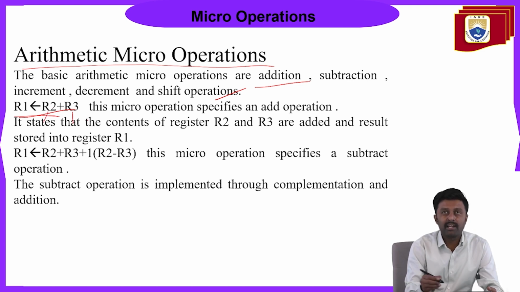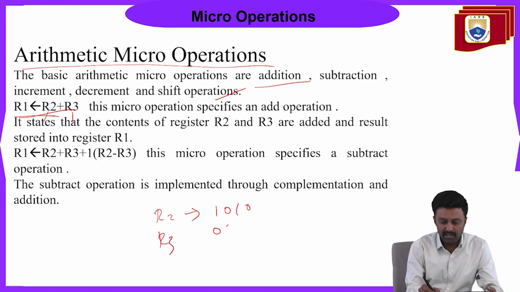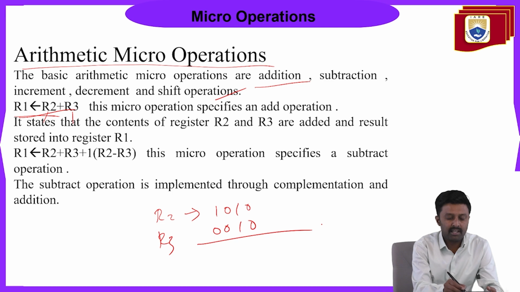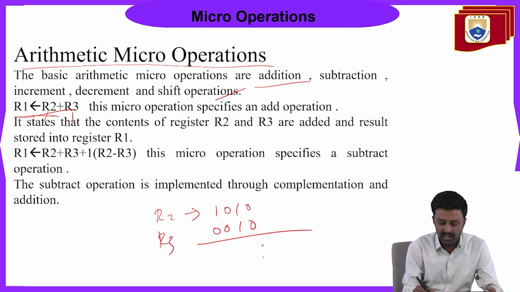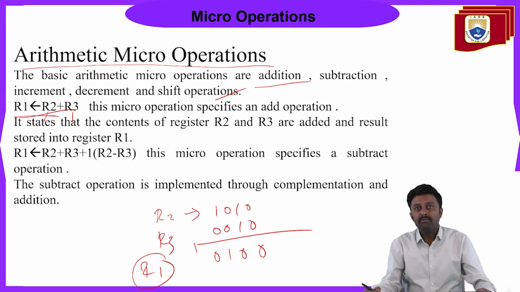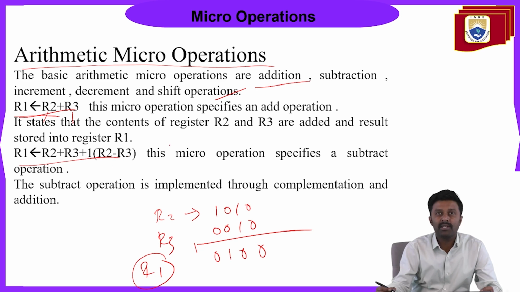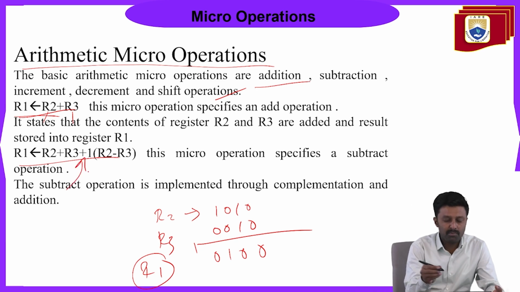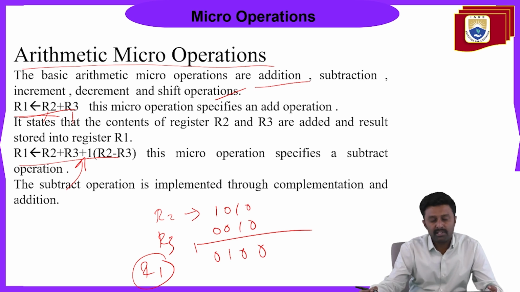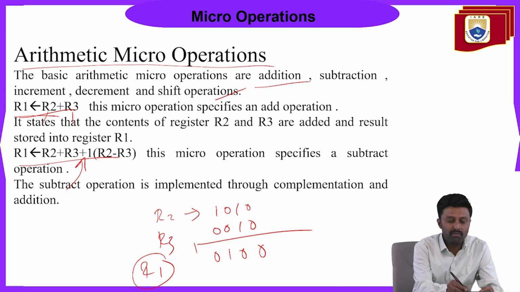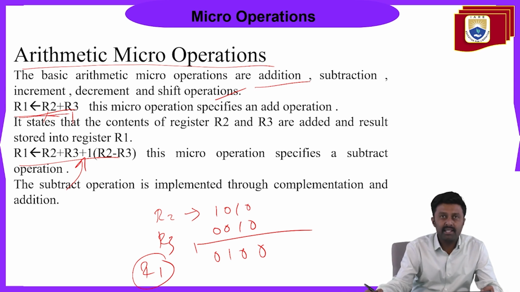Let us say R2 is having some 4-bit data, and R3 is having some data. So this instruction adds the content of R2 and R3, and the result will be stored in R1. In the same way, we can write operations like R2 plus R3, like R2 minus R3. This is an example of subtraction. So there are different types of arithmetic micro operations which we will perform. With the help of these notations, we will be writing the instructions.